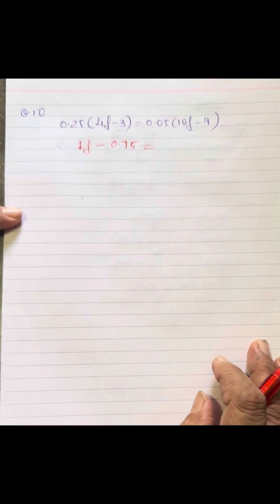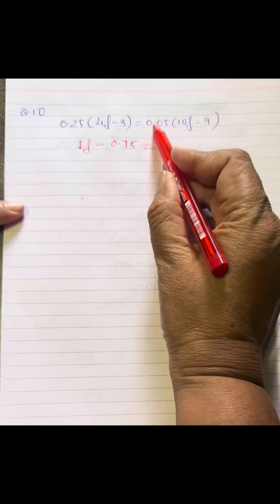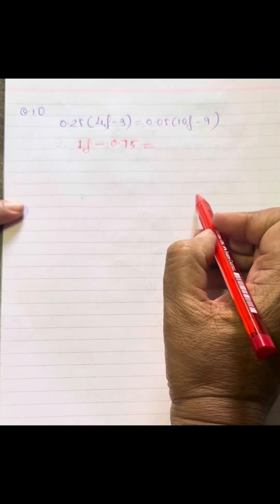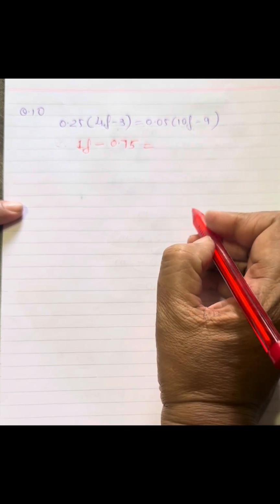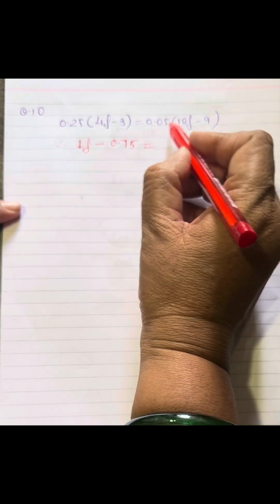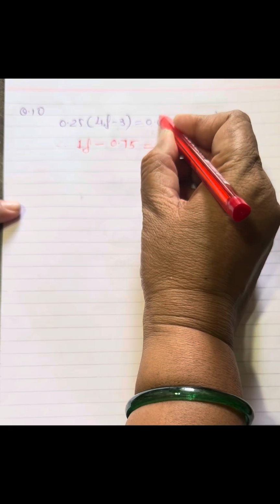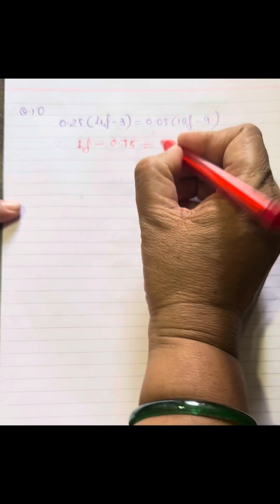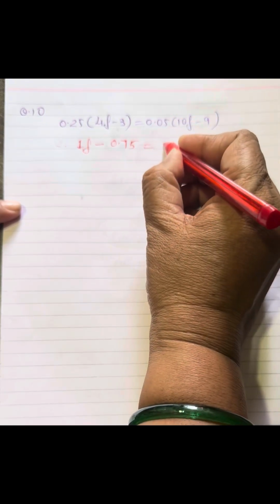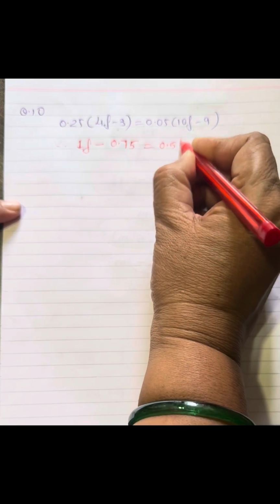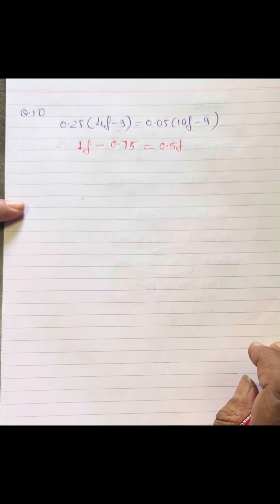Is equal to. Now we multiply 0.05 into 10. Now when you multiply it by 10, what happens? We just shift the decimal point to the right side. Okay, one jump. 10 means one jump. So 0.05 becomes 0.5 and there is f. The variable is f over here.